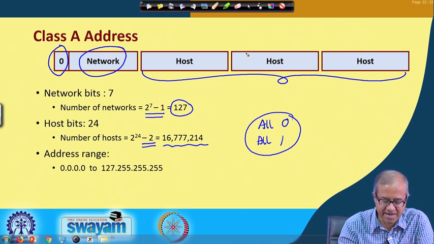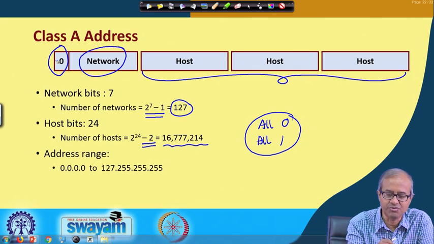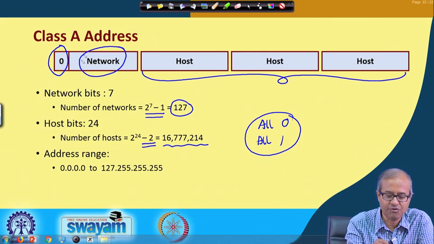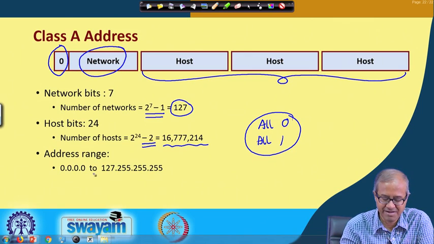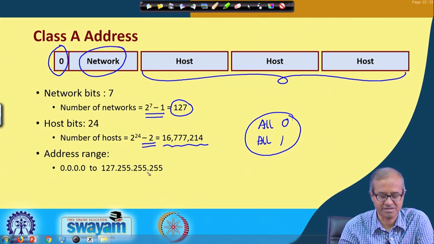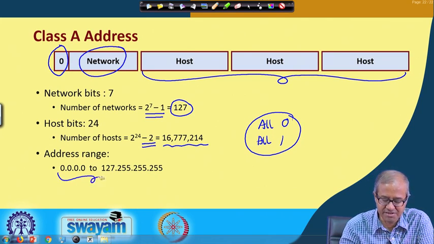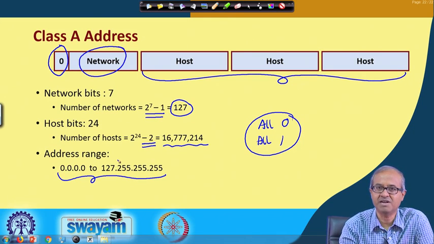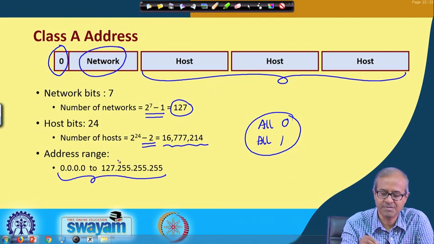And if you look at the address range, the first bit is 0 and you can have all 0, so 0.0.0.0, and 0 followed by all 1s, it comes to 127.255.255.255. This is in dotted decimal notation. So, just by looking at the address you can know that if it is in this range, it will be a class A address.